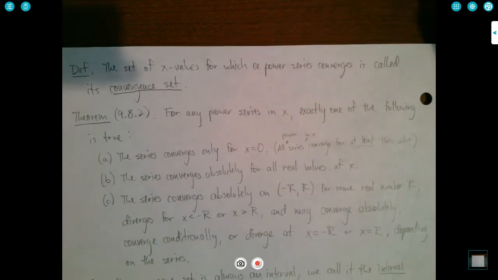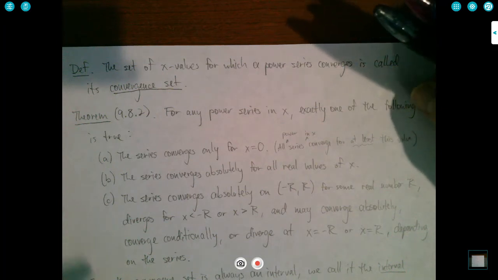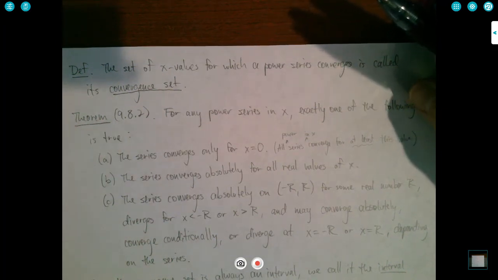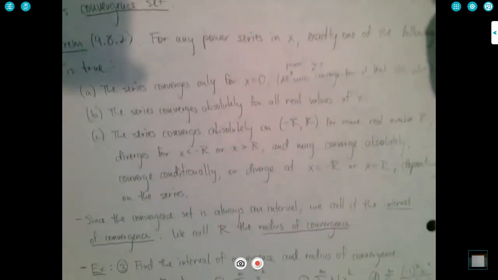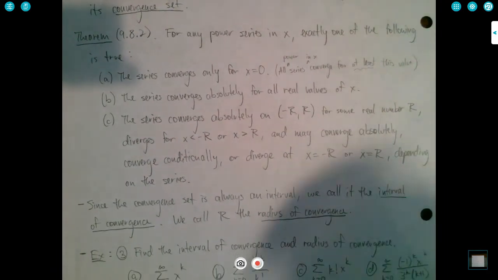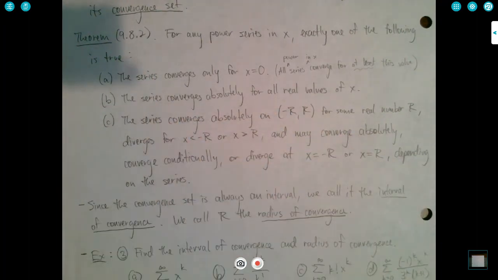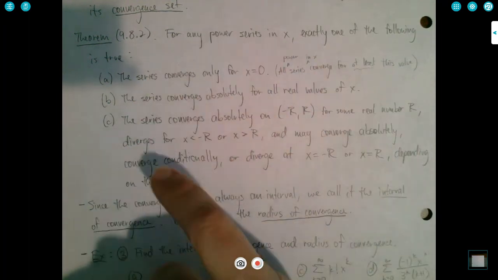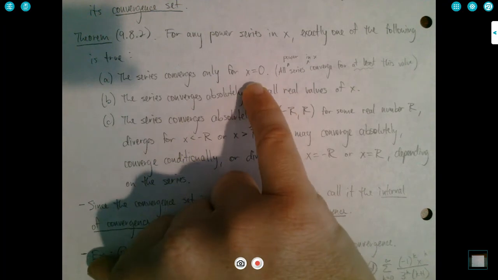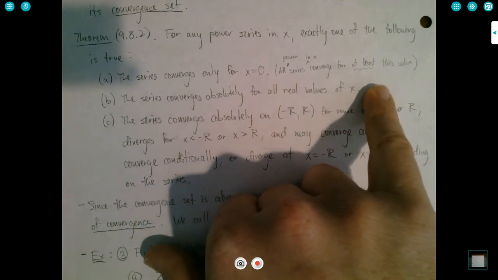The set of x values for which a power series converges is called its convergence set. And theorem 9.8.2 describes the convergence set for a power series in x. We're not going to prove this theorem, but it turns out that exactly one of the following is true for any power series in x. The series converges only for x equals 0. And by the way, all power series in x converge for at least x equals 0.